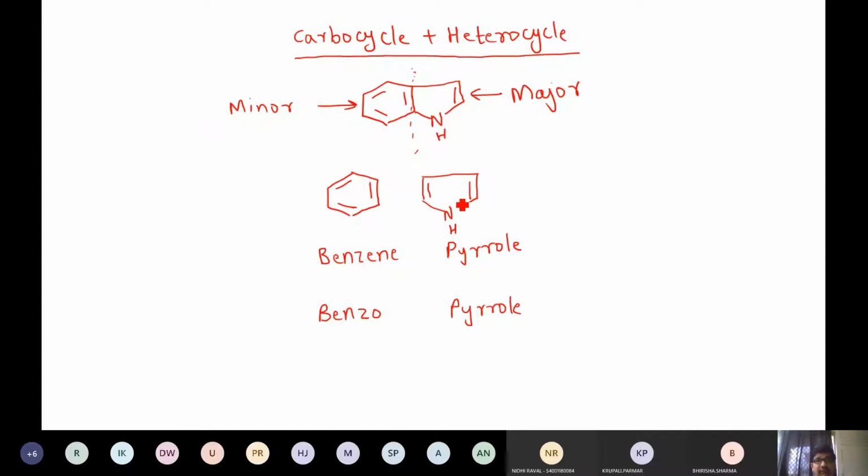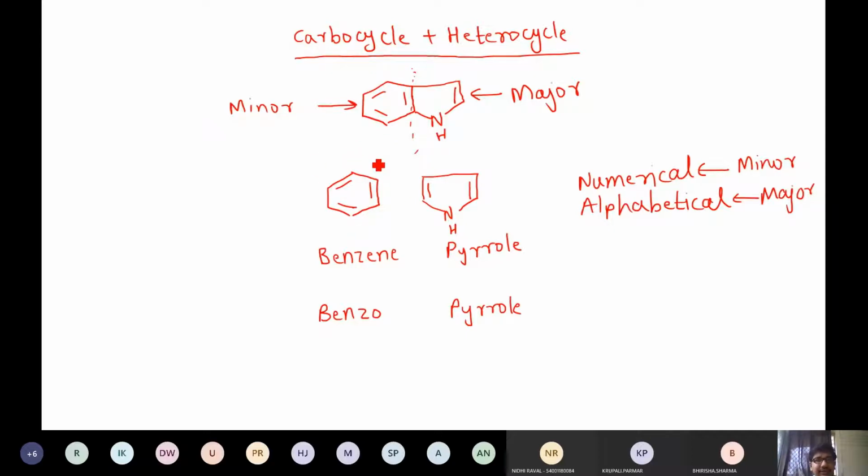So two types of numbering are followed. One is numerical, one is alphabetical here. I hope you remember this. Two types of numbering are followed. One is numerical, one is alphabetical. So the numerical system is followed for the minor ring and alphabetical is followed for the major ring. Now let's look at the numerical nomenclature first.